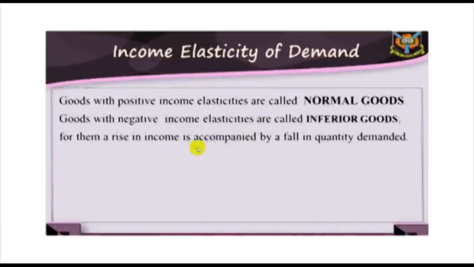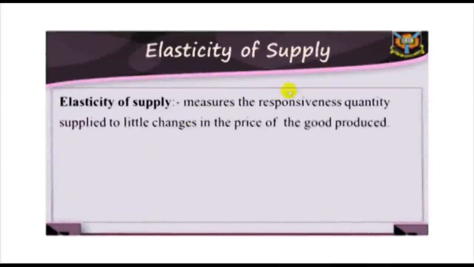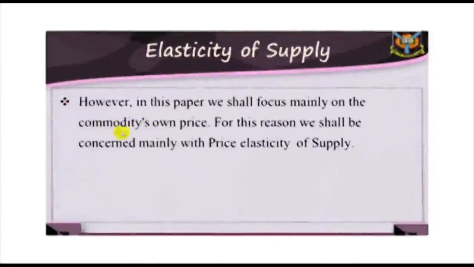The three phases of income elasticity are illustrated in the figure below. Elasticity of supply. Just as elasticity of demand measures the responsiveness of quantity demanded to changes in price, so also the elasticity of supply measures the responsiveness of quantity supplied to changes in the price of the goods produced. However, in this paper, we shall focus mainly on the commodity's own price. For this reason, we shall be concerned mainly with price elasticity of supply.